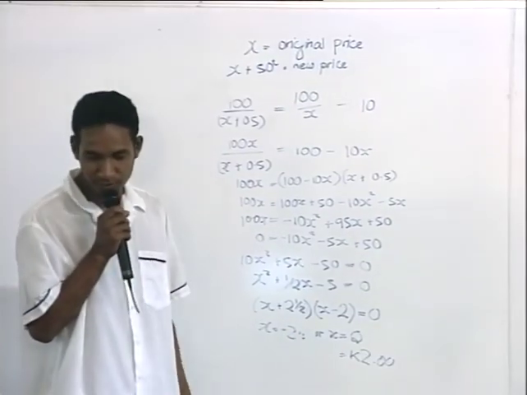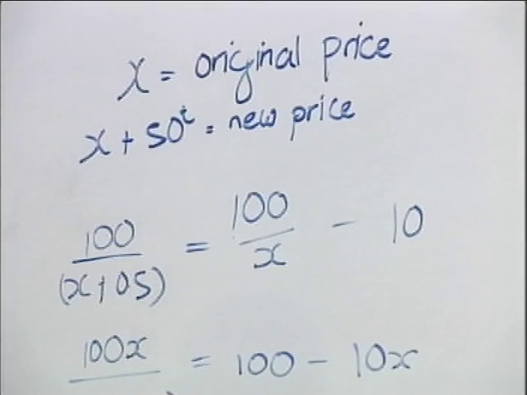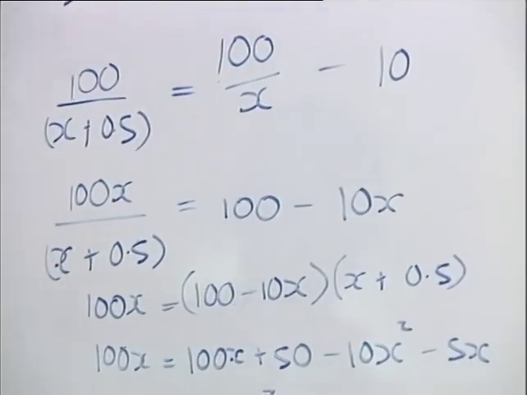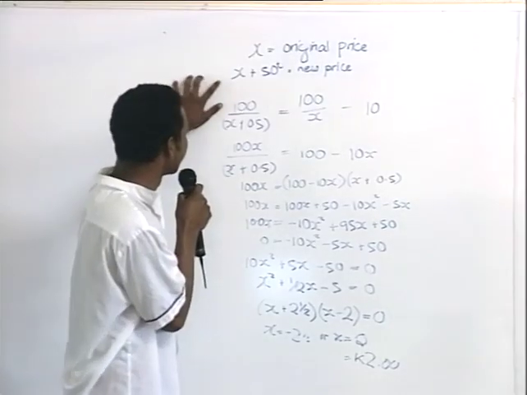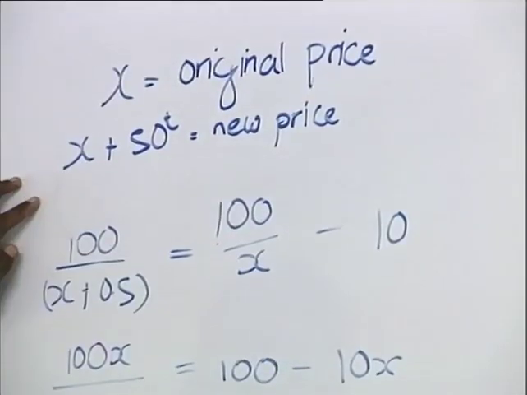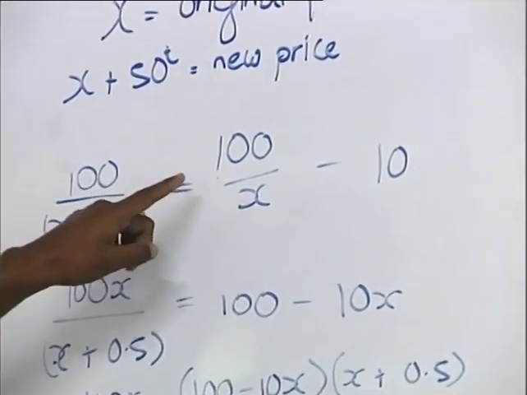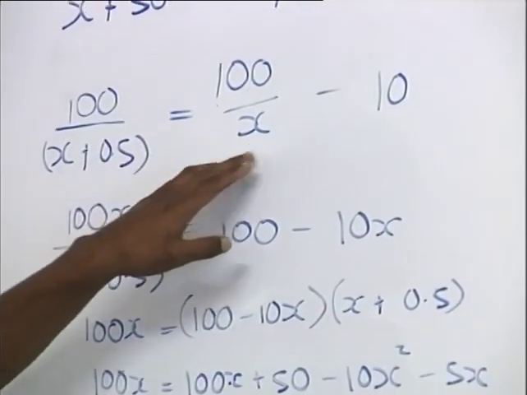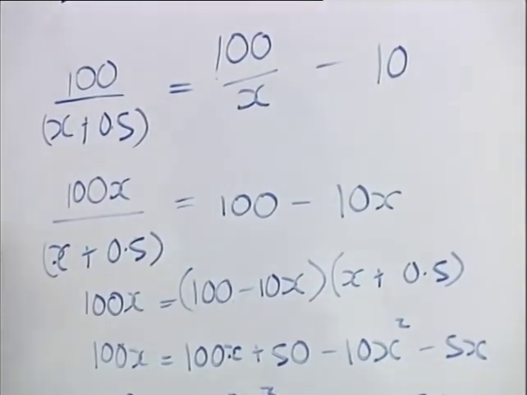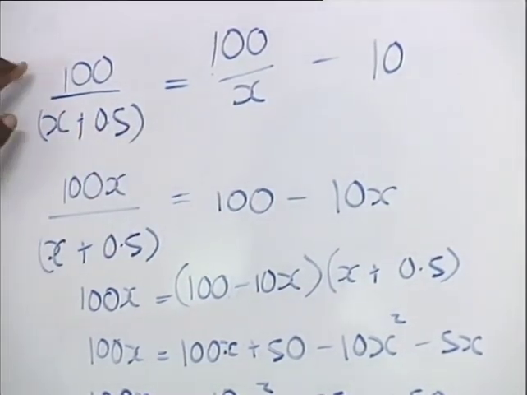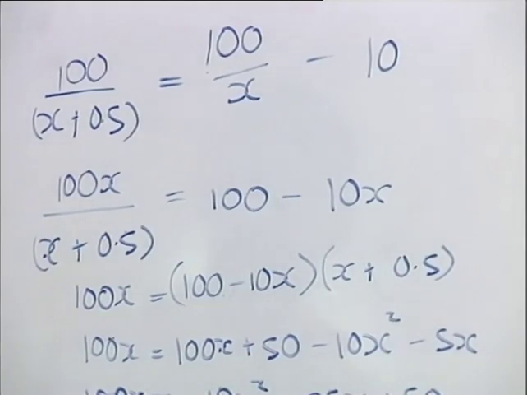The question reads, when the price of a bus ticket was increased by 50 toea, the number of tickets which could be bought for 100 kina was reduced by 10. What was the original price of the ticket? Let x be the original price. x plus 50 toea is the new price. Remember, the number of tickets is the price over the price for one. So the equation is 100 over the original price, x, minus 10 equals 100 over x plus 50 toea.